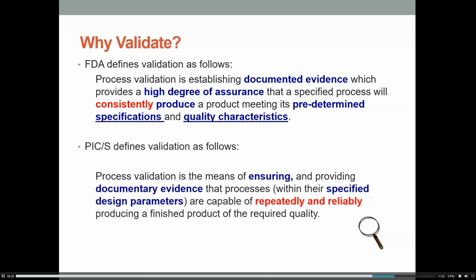PIC/S defines validation as the following. Process validation is the means of ensuring and providing documentary evidence that processes within their specified design parameters are capable of repeatedly and reliably producing a finished product of the required quality. So they're quite similar in terms of what they're requiring.